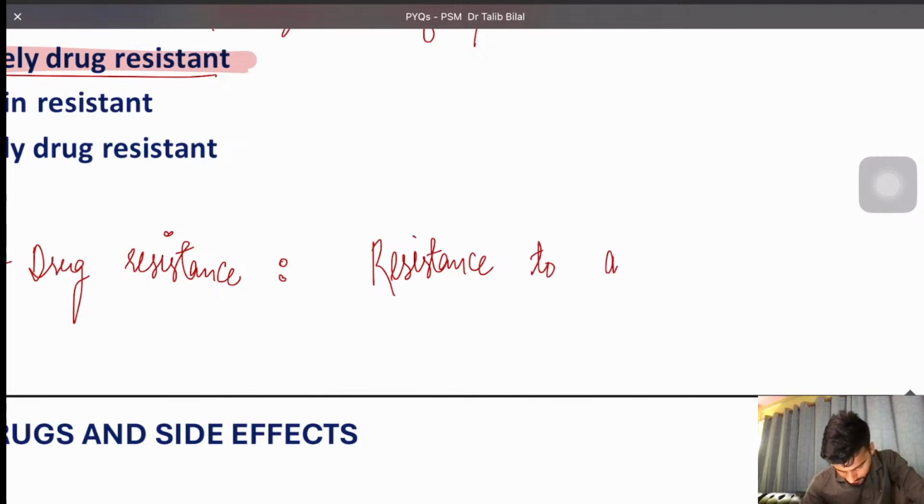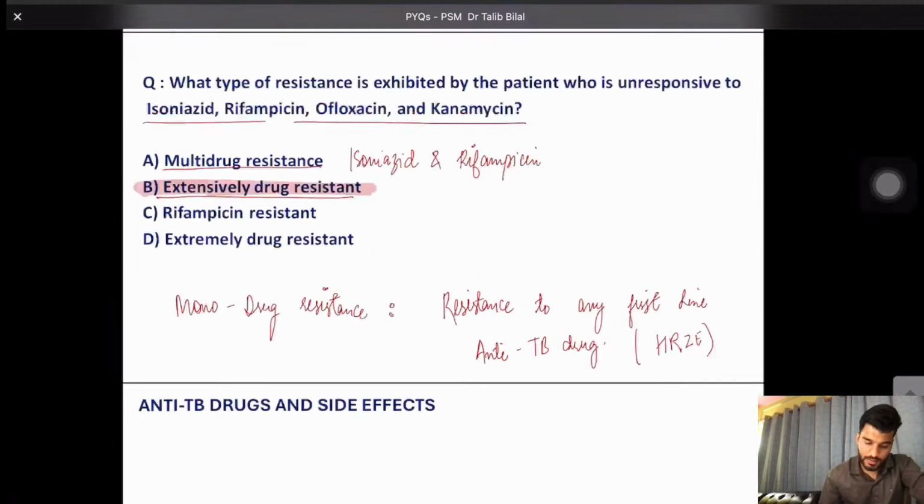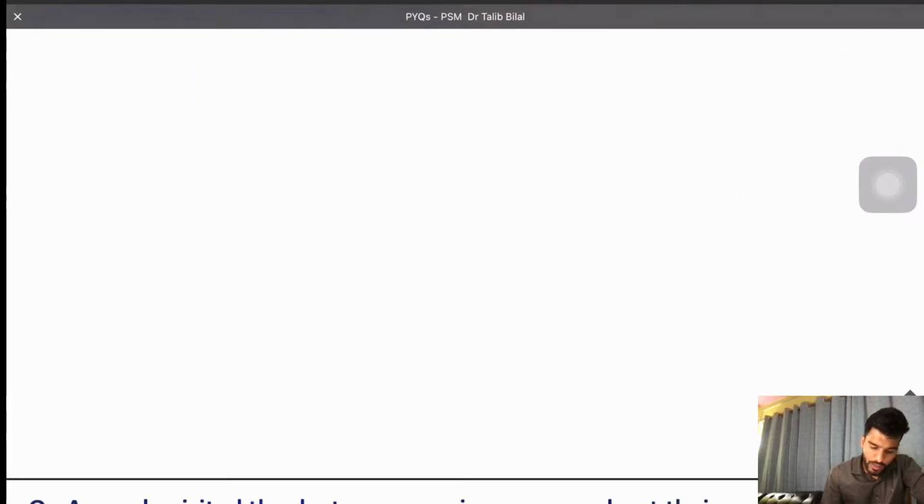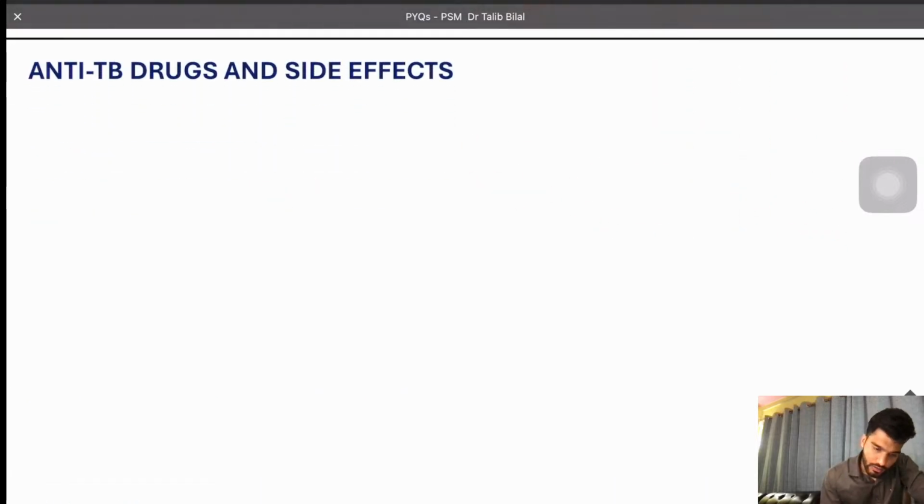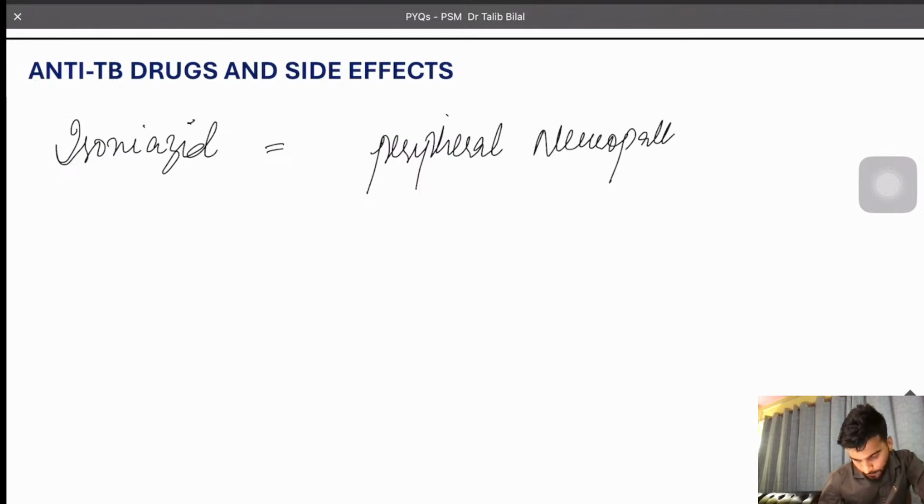Resistance to any first-line anti-TB drug. First line we have HRZE. Okay, chalo. Now, anti-TB drugs and their side effects. Let me discuss. We have isoniazid. What is the side effect of isoniazid, my dear students? It causes peripheral neuropathy.